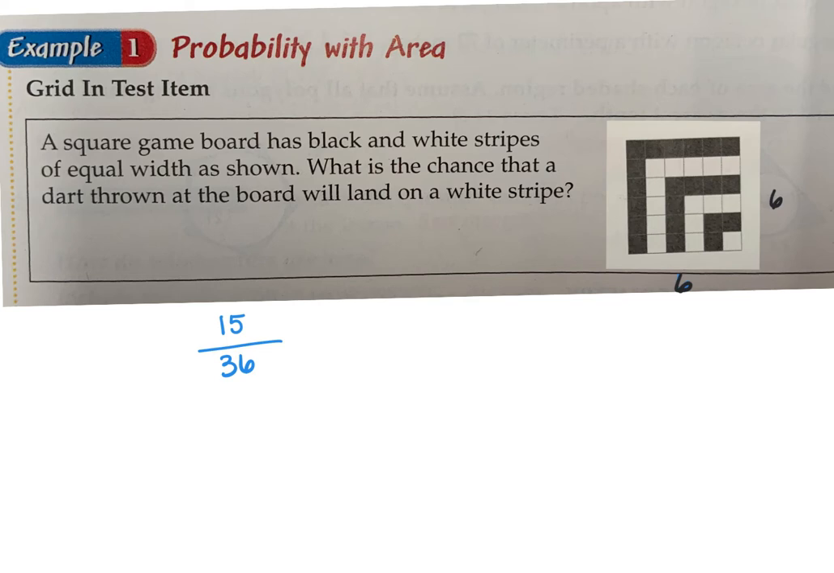Of course, you always want to reduce it. You know that 3 goes into both of those. So you would say it's 5 out of 12, 5/12. And if they wanted that in percentage, you would take 5 and divide it by 12, and you would get 0.416 repeating. And so if rounded to the nearest percentage, you would say 42% there. And so that would be your probability.